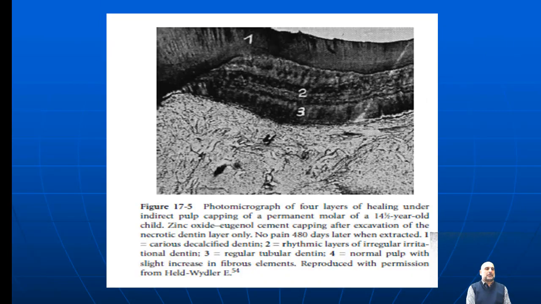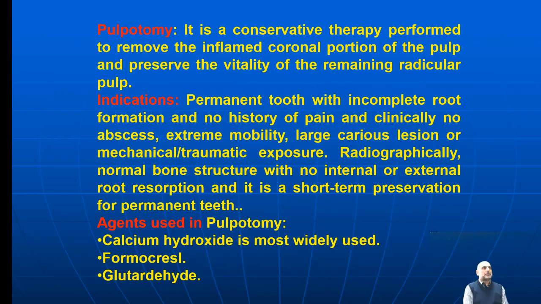This is a photomicrograph of the four layers of healing under indirect pulp capping of a permanent molar of a 14.5-year-old child. Zinc oxide eugenol cement capping after excavation of the necrotic dentine layer only. No pain 480 days later when extracted. We can see the normal pulp with a slight increase in fibrous elements, reproduced with permission.